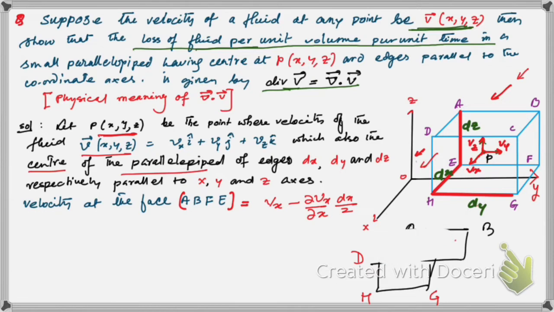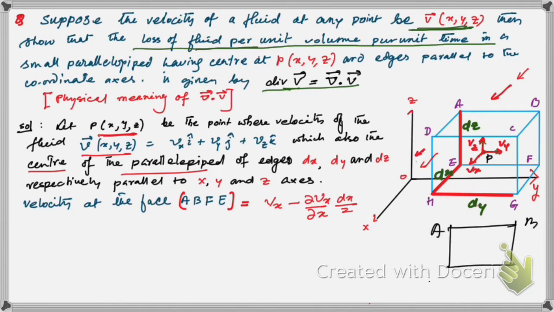Let me show you clearly. Here you can see this is the surface ABFE, through which fluid is coming in, and this is the surface through which fluid is going out, suppose DCGH. The point P is halfway between these two surfaces, and the distance from P to each surface is given by dx by 2.